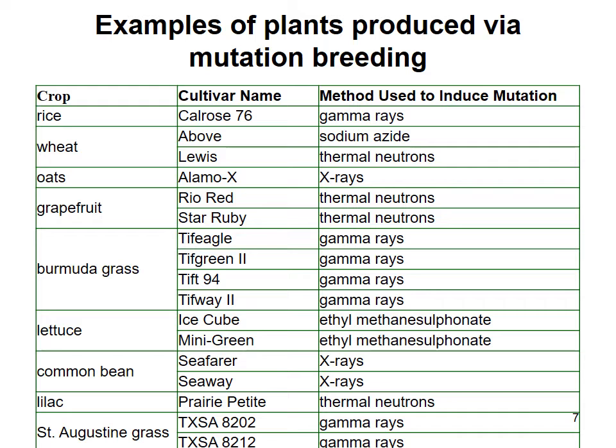Quite a few cultivars have been developed via mutation breeding, as you can see listed here. Mutation breeding was particularly popular in the United States during the 1970s. And although interest has waned somewhat in recent years, occasional varieties continue to be produced using these methods. For example, the new or newish herbicide-resistant wheat variety called Above that you can see in this table was developed using exposure to sodium azide. And mutation breeding efforts continue around the world today.